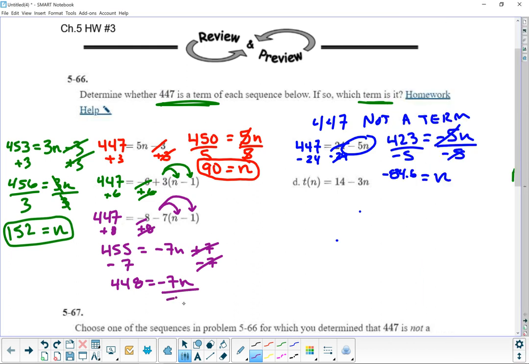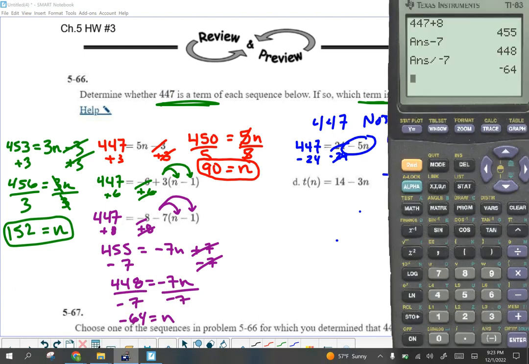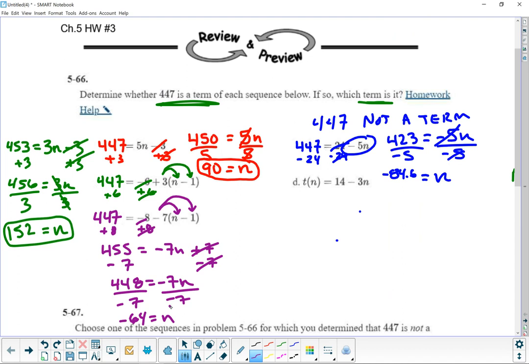So if I divide by negative 7, n equals negative 64. At least that's what I thought it was. Let me see. Yep. So that means that this is the negative 64th term. So you know how we have the first term, second term, and then we go backwards, we have the 0th term? Well, there's the negative 1 term, the term before the 0, the negative 2 term, the term before the negative 1, and then we go all the way back to negative 64. So this is actually a term.